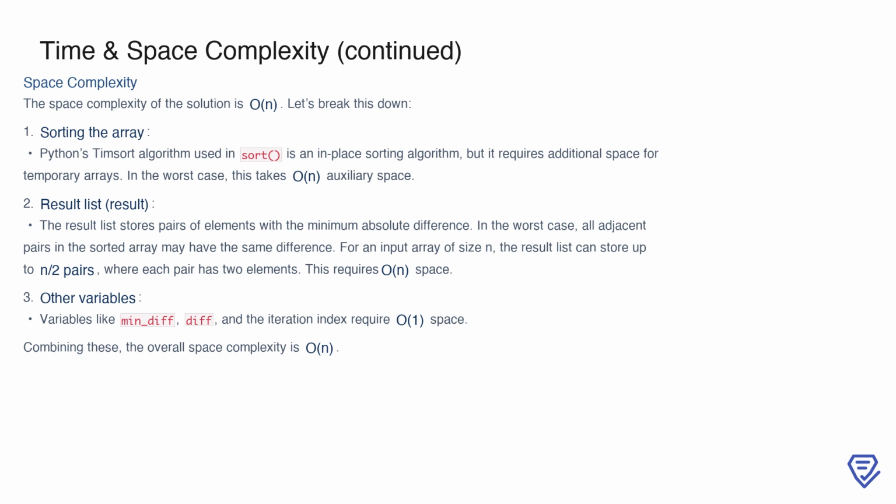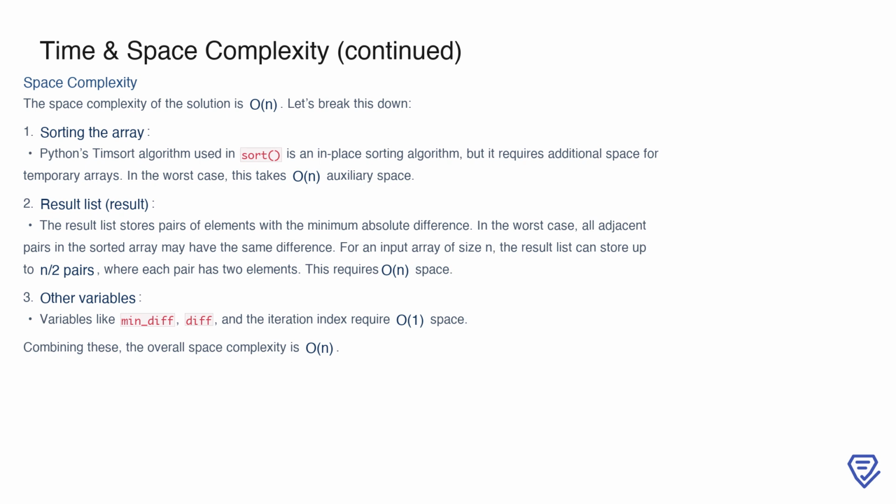First, sorting the array using Python's timsort algorithm is done in place, but it does require additional space for temporary arrays. In the worst case, this auxiliary space usage is O(n). Next, we have the result list, which stores pairs of elements with the minimum absolute difference. In the worst case, if all adjacent pairs in the sorted array have the same minimum difference, the result list could store up to n/2 pairs, where each pair consists of 2 elements. This means that the result list requires O(n) space.